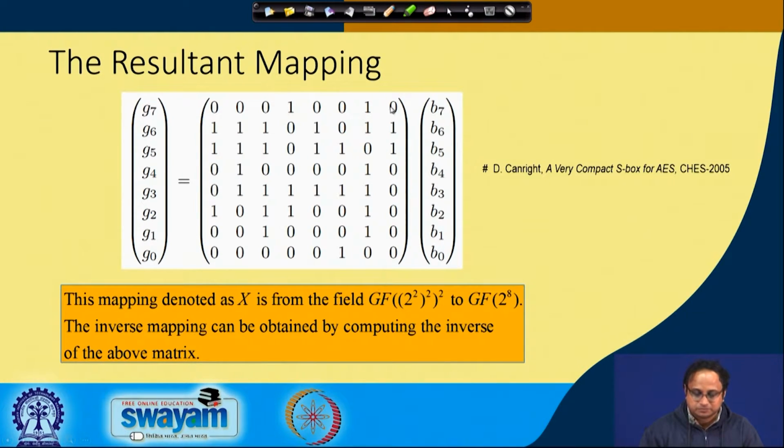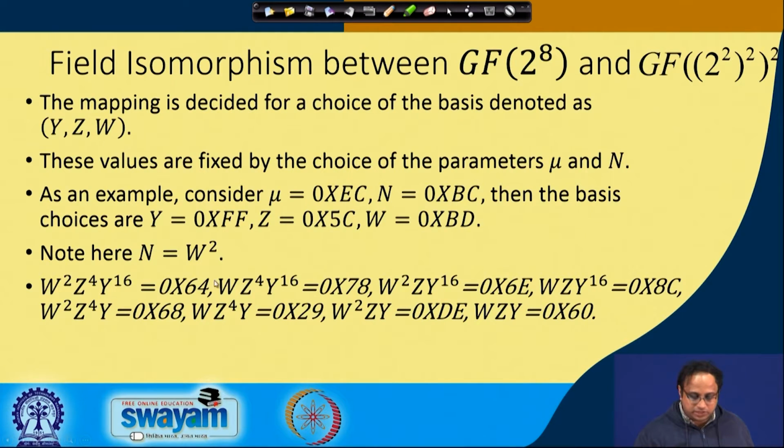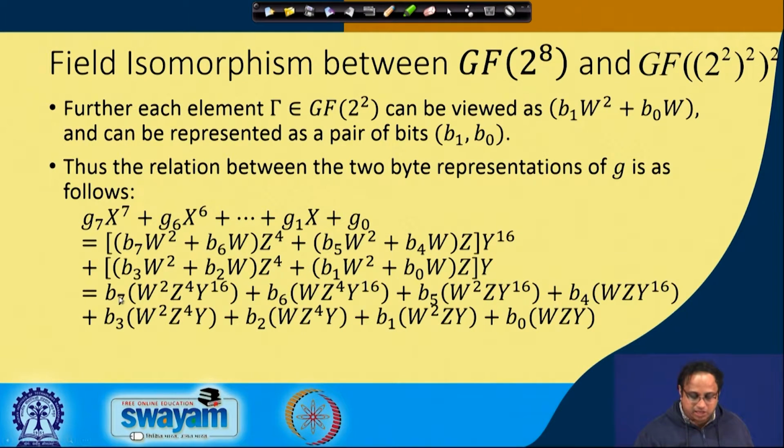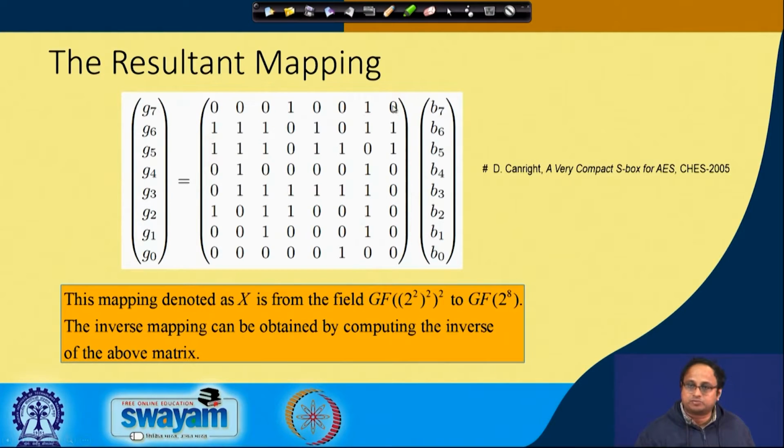So you can see that each of these columns, what it means is that if I am multiplying this with the vector denoting B7, B6 and so on, that is exactly what is in the right hand side of this matrix. So this matrix multiplies with B7 to B0 and gets your result in G7 to G0. So we are using this matrix, mapping an element in the composite field to GF 2 power of 8. If I call this mapping X, then the inverse of this mapping will take me from GF 2 power of 8 to GF 2 power of 2 whole power of 2 whole power of 2, which is the composite field representation.